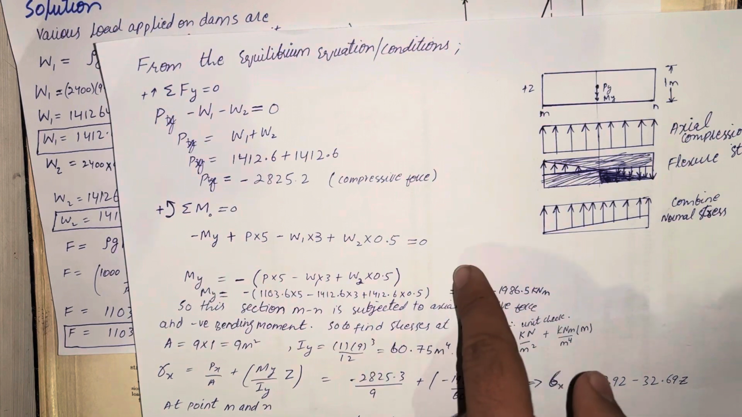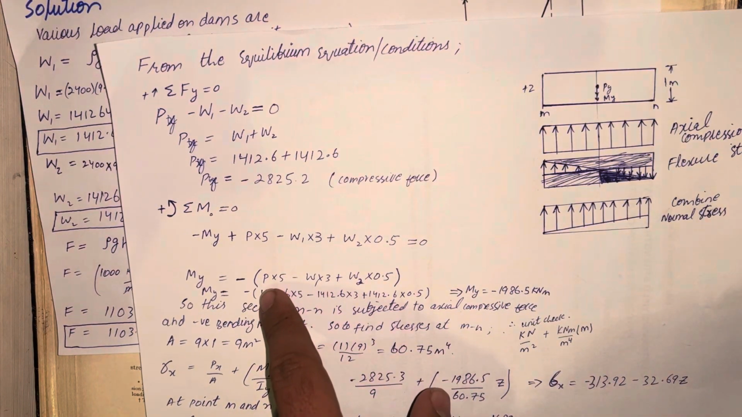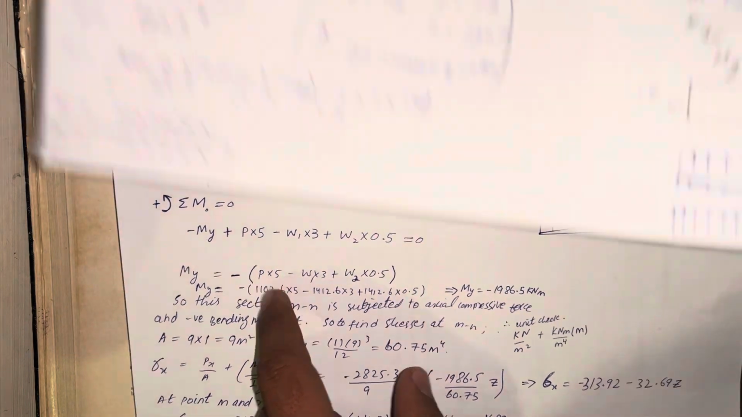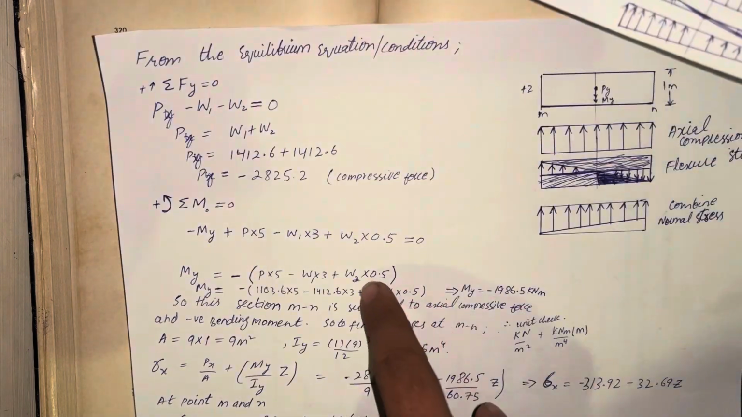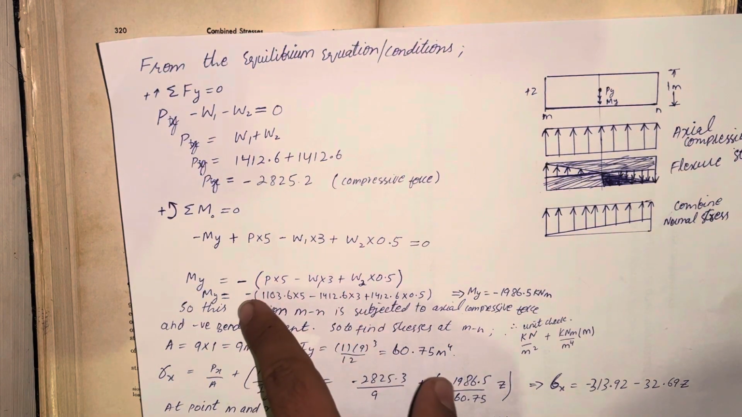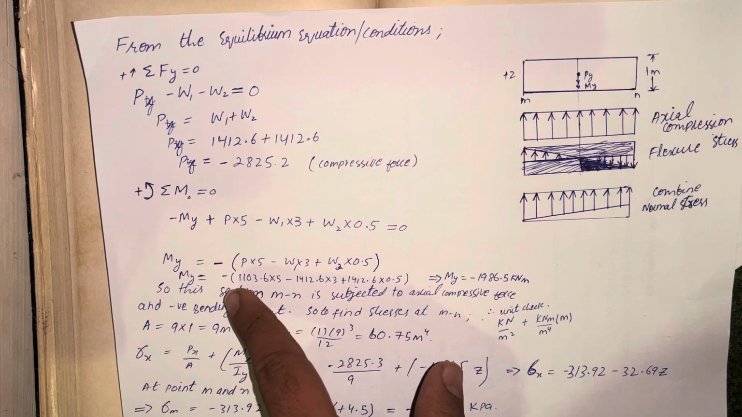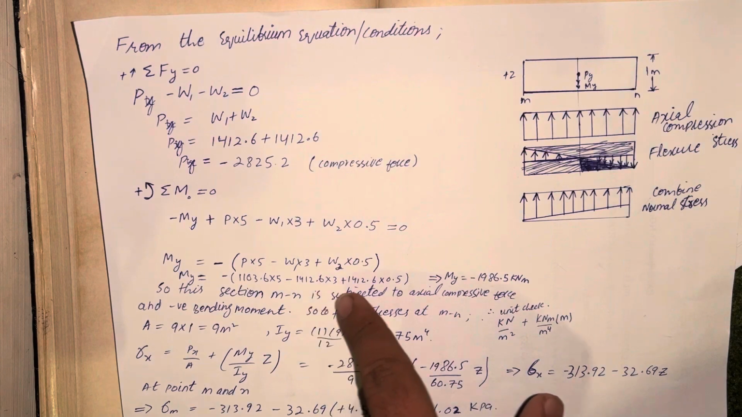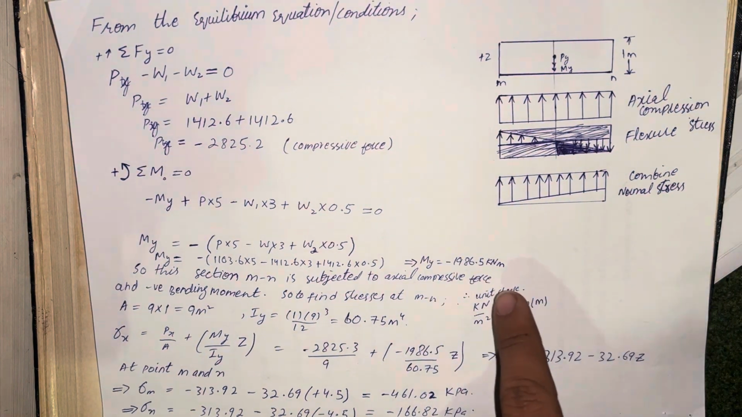Shift this moment to the other side of the equation, and then equate this value. Put the value of P, which we have found earlier on the first page, the value of W1, the value of W2, into this moment equation. I have put a negative sign with it because I said to you earlier that this moment is a negative bending moment. So equate these values, and we get the negative value of bending moment, which is 1986.5 kilonewton meter.